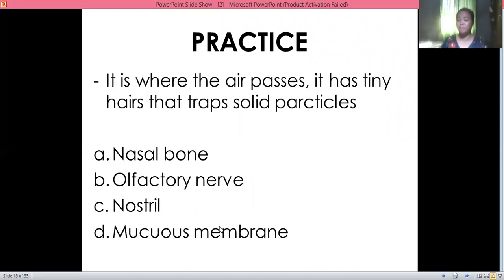Now, next question. It is where the air passes, and it has tiny hairs that trap the solid particles. Again, it is where the air passes, and it has tiny hairs that trap solid particles. A, nasal bone. B, olfactory nerve. C, nostril. Or D, mucous membrane. Ready? And write your answer. 5, 4, 3, 2, 1.